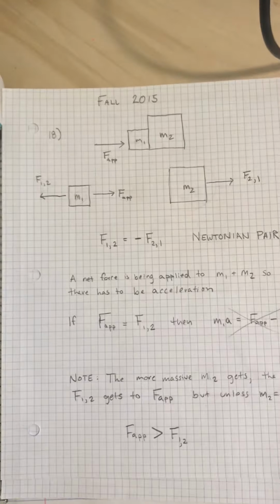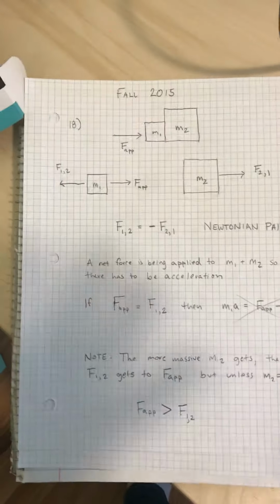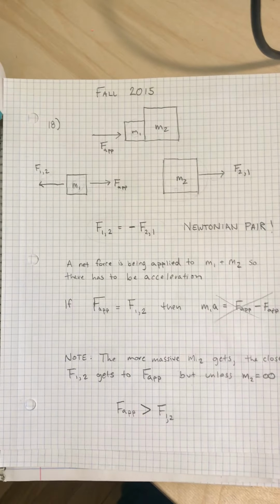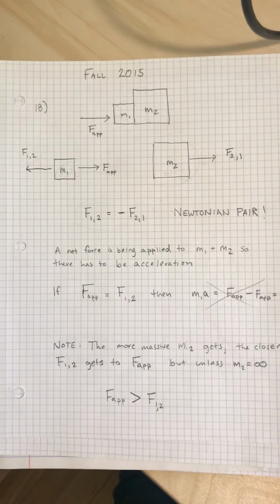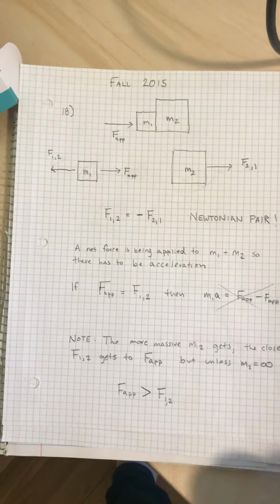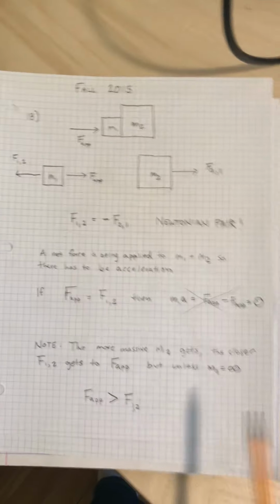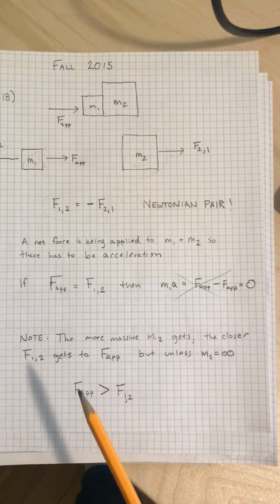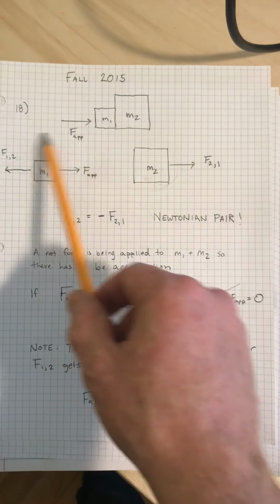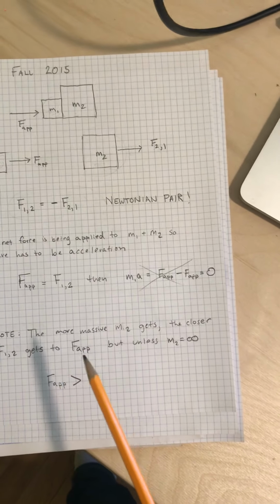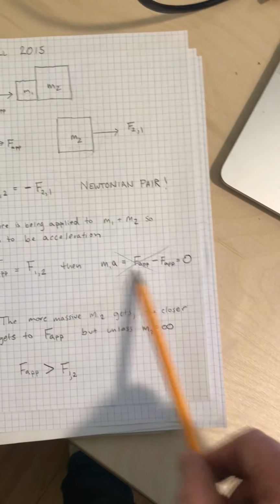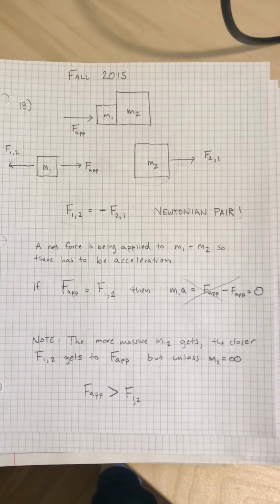Now, a net force is being applied to M1 plus M2. At the end of the day, those two blocks are sitting there, and now I'm pushing them. And they're going to be able to move together. There's no friction, there's no opposing forces, so they have to accelerate. And if they have to accelerate, then the condition on M1 is that there has to be a net force on M1. And if there's a net force on M1, that means that F applied minus F12 has to be greater than 0, which means that you cannot have F applied equals F12, because then you would have no acceleration, and mass 1 would be stuck.